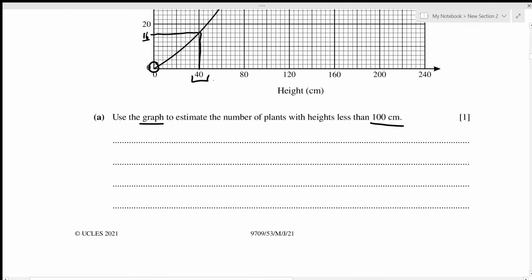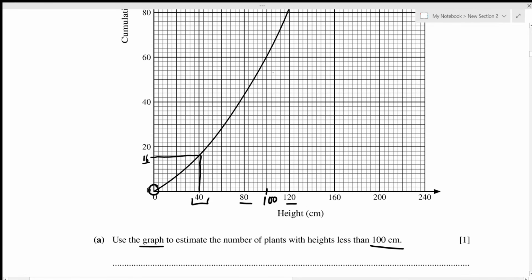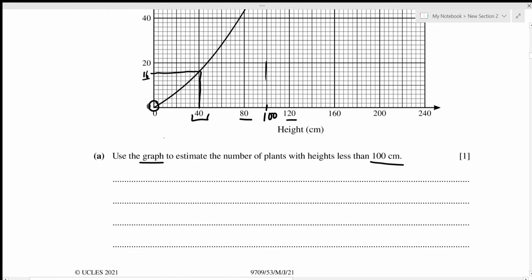So we need to figure out the same for 100 centimeters. So here is 80 and that's 120. So right in the middle, that's going to be the 100 centimeters. Then the straight line through it will be right here, at this point. And the corresponding cumulative frequency is 60, which means that 60 sunflowers are going to have heights less than 100 centimeters.